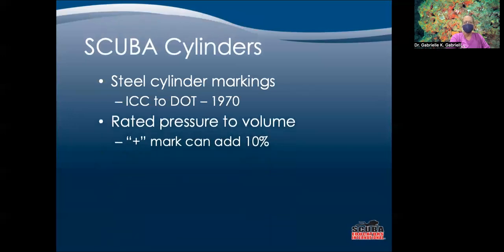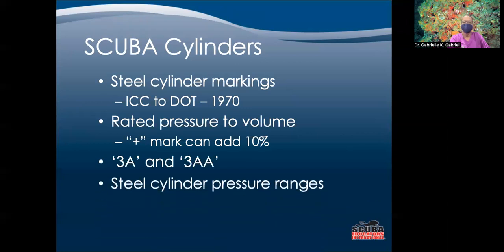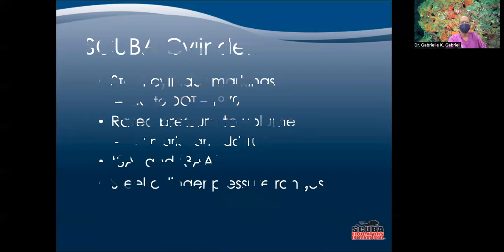So a plus mark can add 10%. And that's only on steels, typically 2250 in pressure. Say that one more time. Usually on the low pressure steels, the 72 cubic foots, which are 2250, and they usually have a plus on them. Very good. If you can do this, you're all right. 3A and 3AA: the 3A is typically aluminum, 3AA is a steel composition. Steel cylinder pressure ranges.